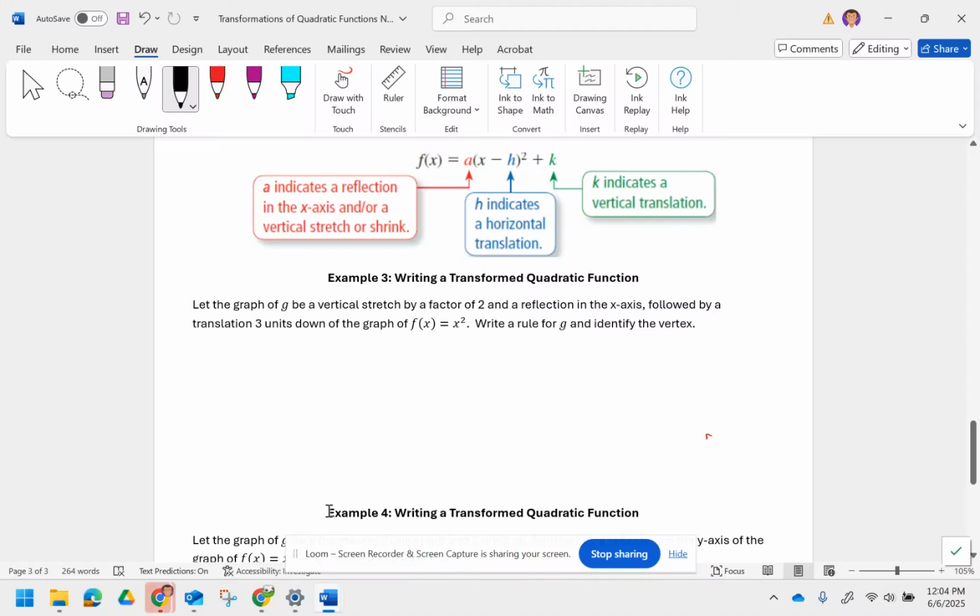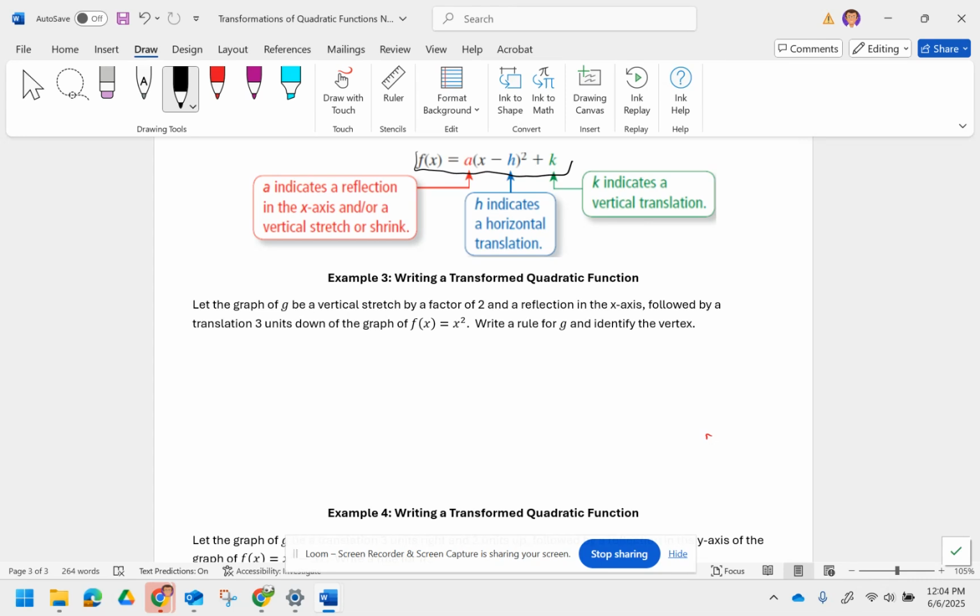Welcome back, students. We're going to continue talking about transformations with quadratics. Right here is a little guide for you to put into the notes, just to help you remember what each of these does.